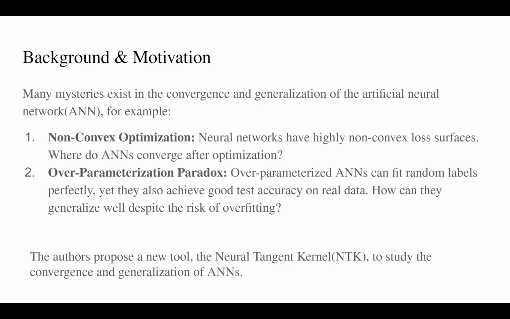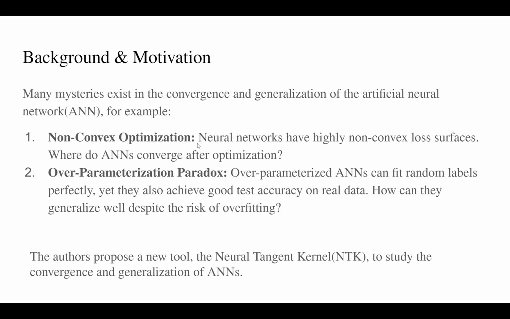So here's the background and motivation. We all know that artificial neural networks are black boxes. So the convergence and generalization properties of them are still largely unknown. There are many mysteries around these properties. For example, for a mystery around non-convex optimization, the neural networks have highly non-convex loss surfaces. How do we know where they will converge to after the optimization process?